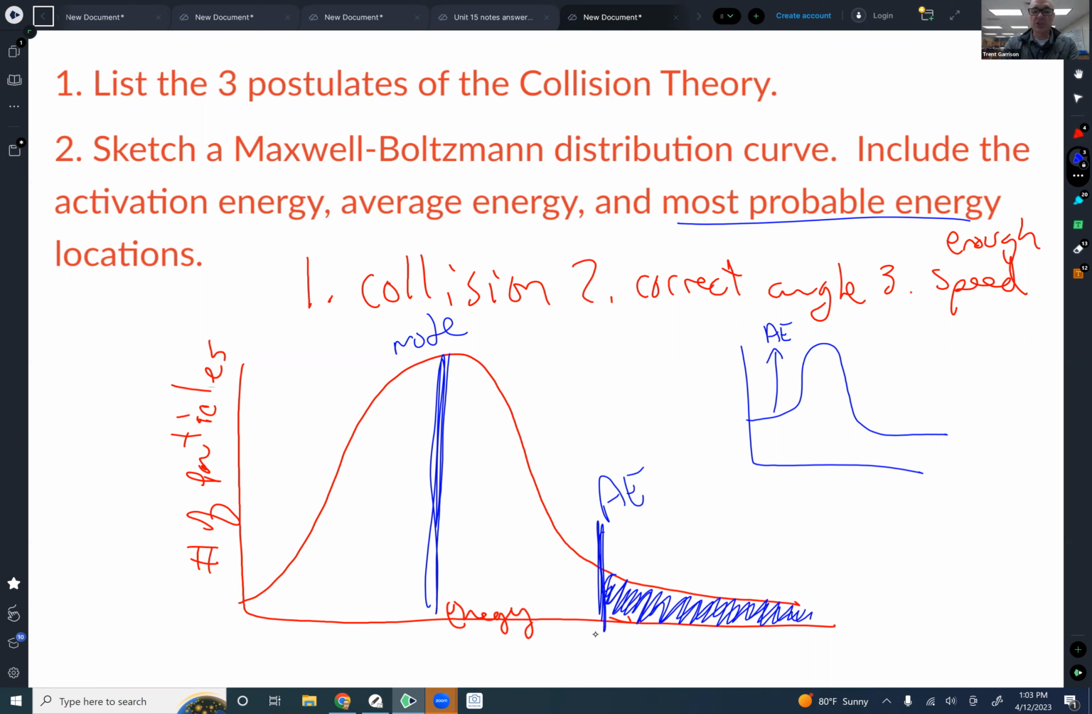Now, the average is somewhere in between these two places. So this is your average, this is your mean, if you will. And so that average is just a culmination of, you add up all the energies and take into account the number of particles. Wherever it falls is somewhere here in the middle, average.